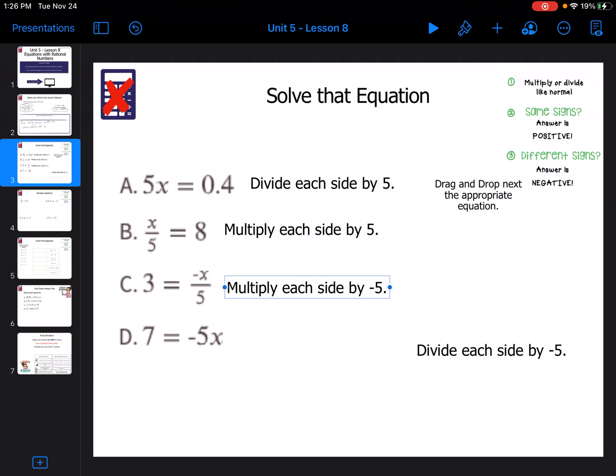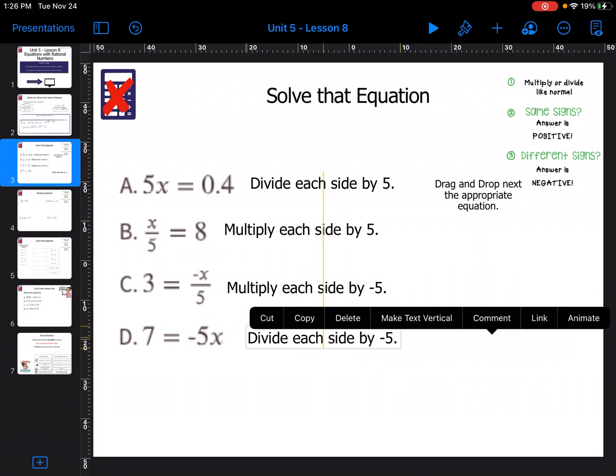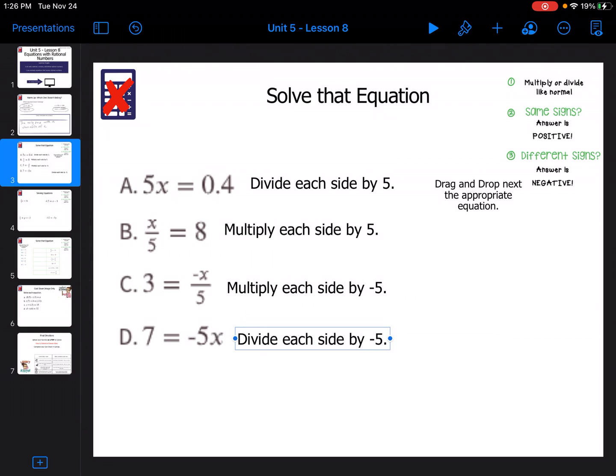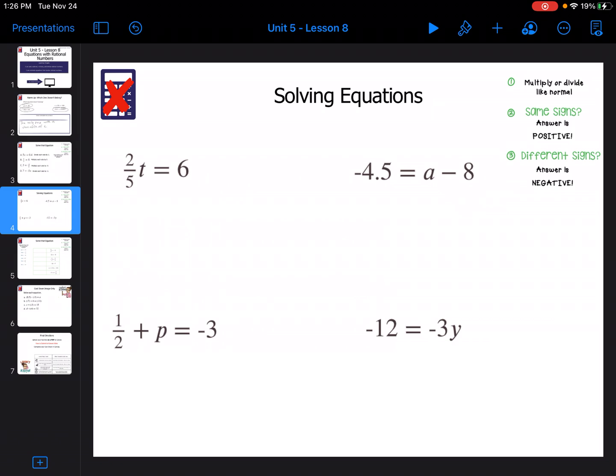The last one says negative 5 times x. So right now I want to divide each side by negative 5. Because remember, we're trying to isolate our variable. We're trying to get our variable on its own. So now we're going to solve us some problems.